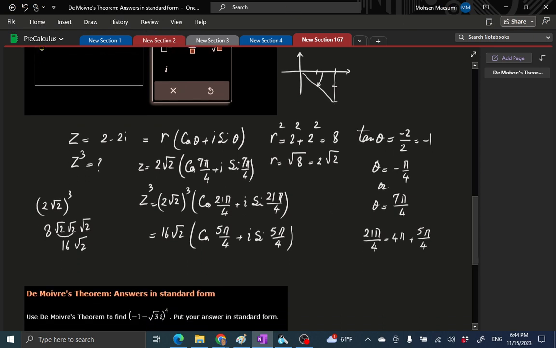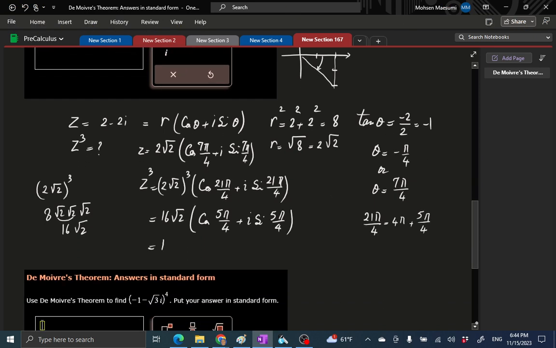Now, I can continue. Cosine of 5 pi over 4 is minus radical 2 over 2. And this is also minus radical 2 over 2. Multiplying through, I get radical 2 times radical 2 divided by 2. That all cancels out. Same way here. So I get 16 times minus 1 minus i, or minus 16 minus 16i.